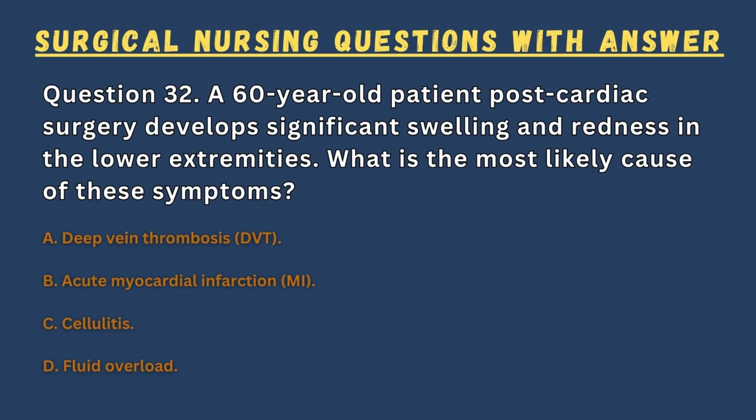Question 32. A 60-year-old patient post-cardiac surgery develops significant swelling and redness in the lower extremities. What is the most likely cause of these symptoms? A. Deep vein thrombosis, DVT. B. Acute myocardial infarction, MI. C. Cellulitis. D. Fluid overload.